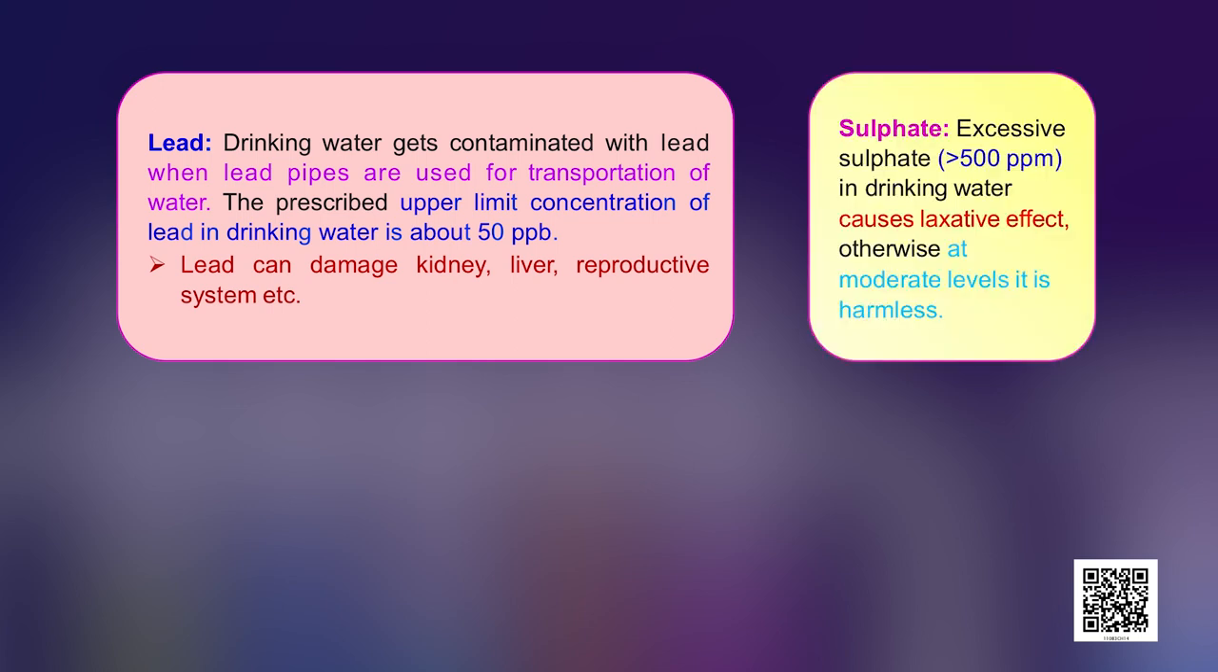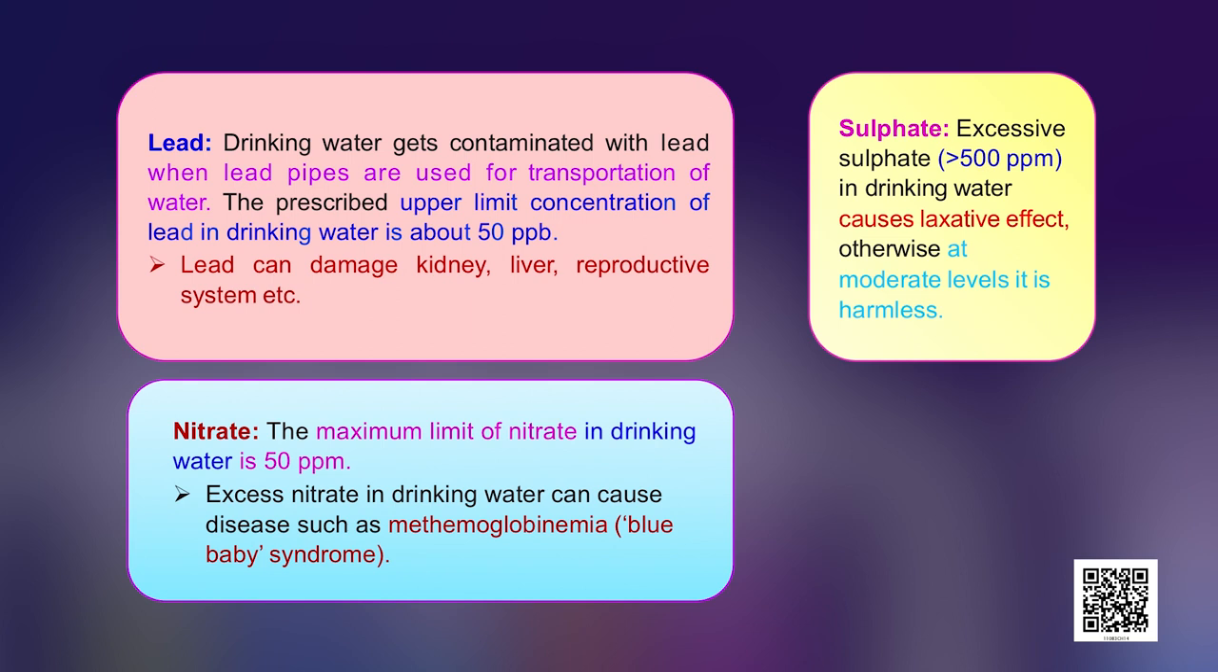Sulfates, again, these are very important parameters to know the presence of these ions. Excessive sulfate, that is greater than 500 ppm in drinking water, causes laxative effect. Otherwise, at moderate levels, it is harmless. Nitrates. The maximum limit of nitrates in drinking water is 50 parts per million.